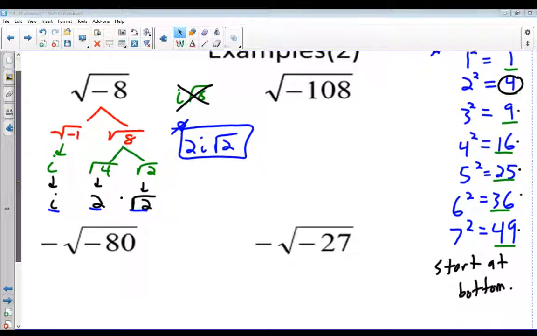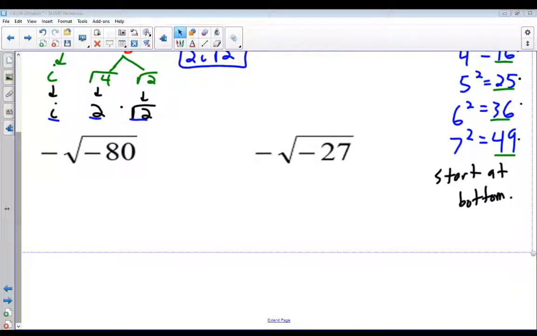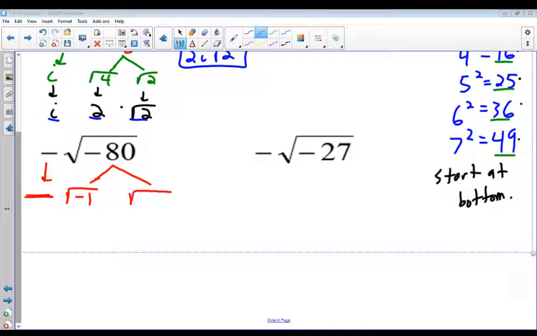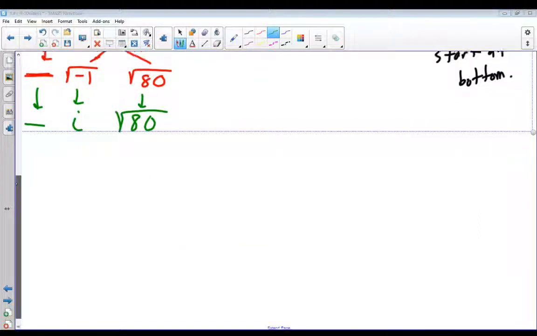But now let's take a look at the second example, the negative root of negative 80. So let's first, as we know before, drop the negative on the outside, and then let's split the 80. We'll have a negative 1, and then we'll have a negative 80. And then when you simplify that, negative goes down, square root of 1 becomes I, and square root of 80, sadly, is not a perfect root. So we're going to have to split that one.